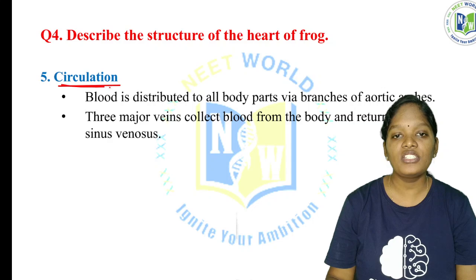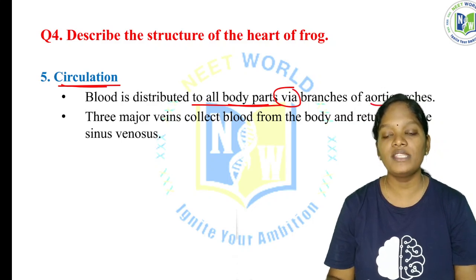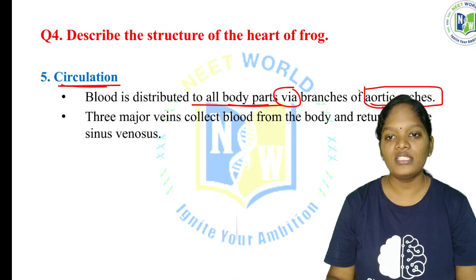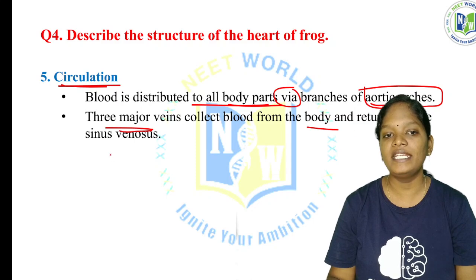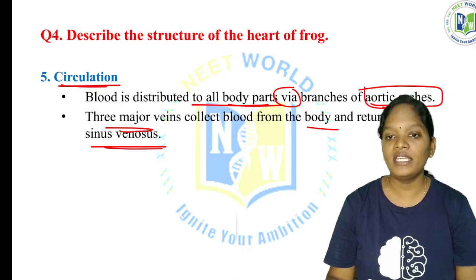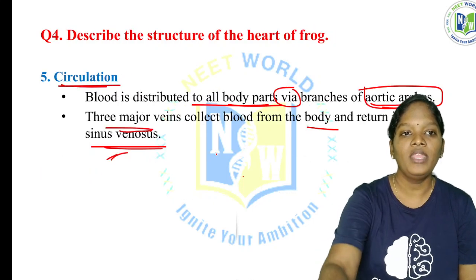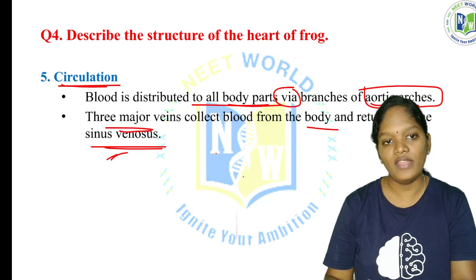Now how will the circulation of the frog be? The blood is distributed to all body parts via the branches of these aortic arches. What is the function of the aortic arches? They bring the blood to all parts of the body. Now these three major veins collect blood from the body and return it to the sinus venosus. Again the cycle continues. So this is the important structure of the heart of the frog.